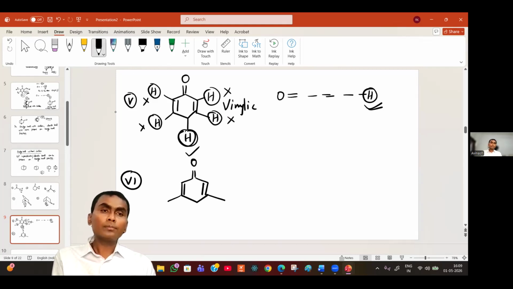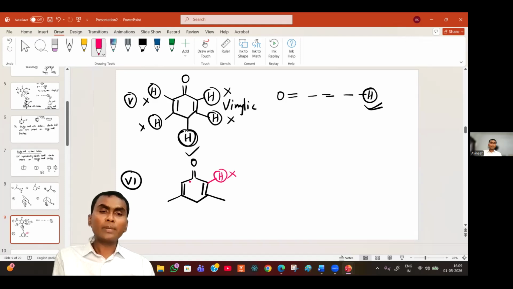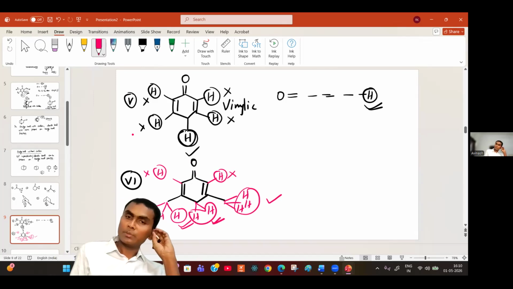This hydrogen never takes part. This hydrogen never takes part. Will this hydrogen take part or not? We will see here. O double, single hydrogen, so this will take part. O double, single hydrogen, so this will take part, and this one is O double, single hydrogen, so this will take part as tautomerizable hydrogen.